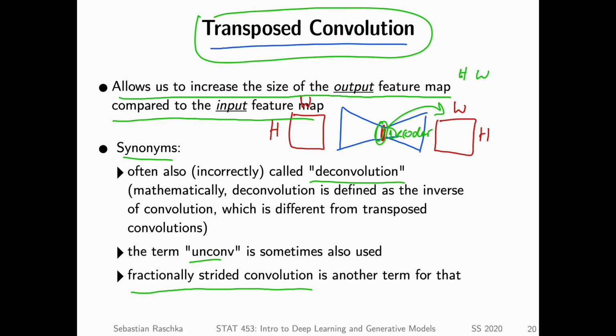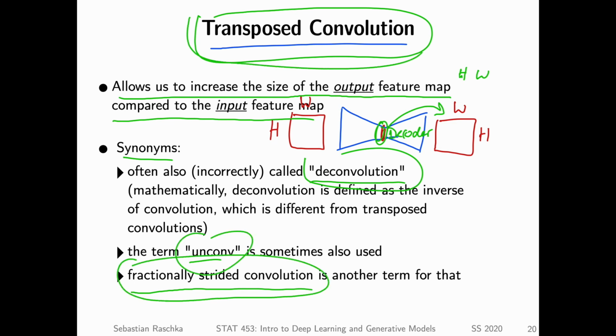So all of them mean the same thing usually in deep learning. So in deep learning, deconvolution, unconv, and fractionally strided convolution usually mean transposed convolution, which is something we will talk about in the next couple of slides.